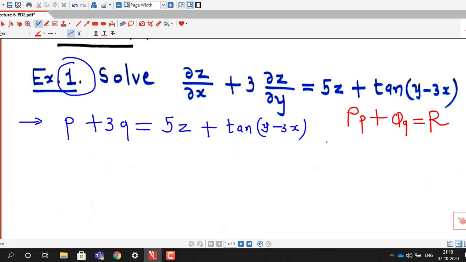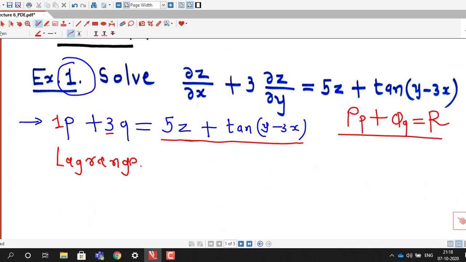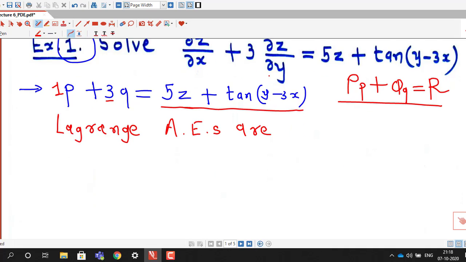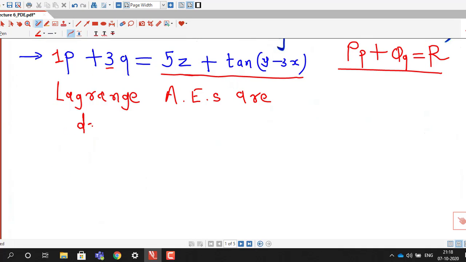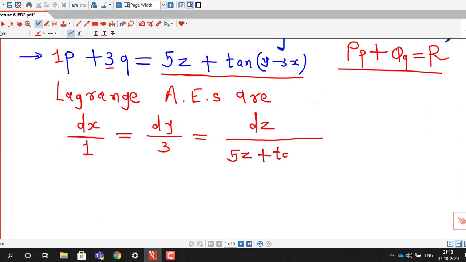If we compare the given equation with this standard form, then we can see capital P is 1, that is the coefficient of small p, capital Q is the coefficient of small q, that is 3, and capital R is the right hand side, 5z plus 10 of y minus 3x. So we start by writing Lagrange auxiliary equations: dx divided by P, that is 1, dy divided by capital Q, that is 3, and dz divided by 5z plus 10 of y minus 3x.